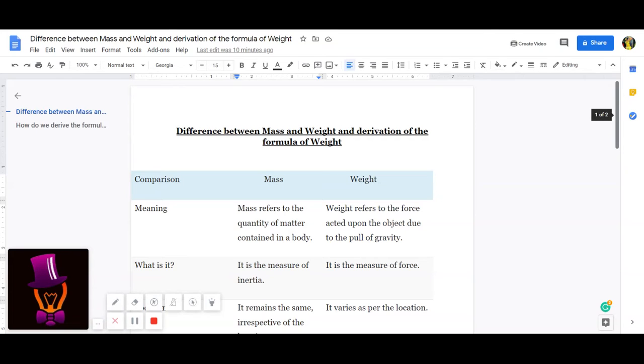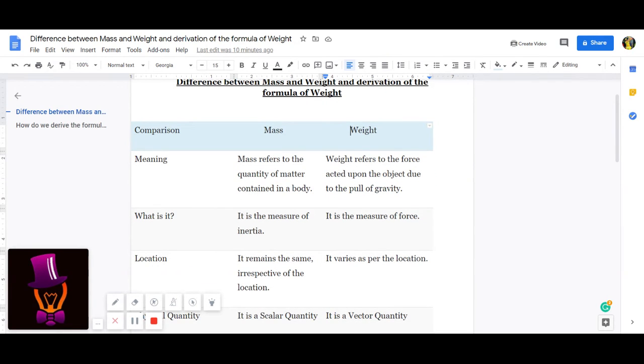Welcome to Scientifax. In this video, we'll be discussing the difference between mass and weight and the derivation of the formula of weight. In this column, we'll be seeing the comparison. In this column, we'll be seeing the mass. In this column, we'll be seeing the weight.